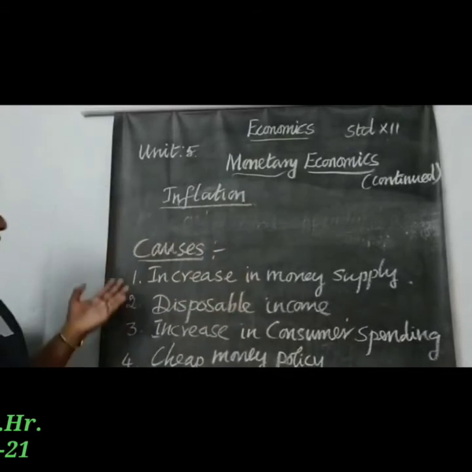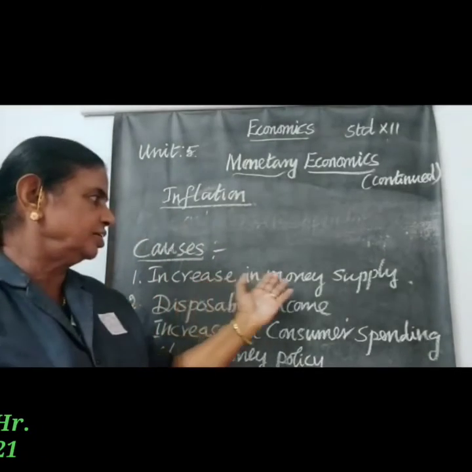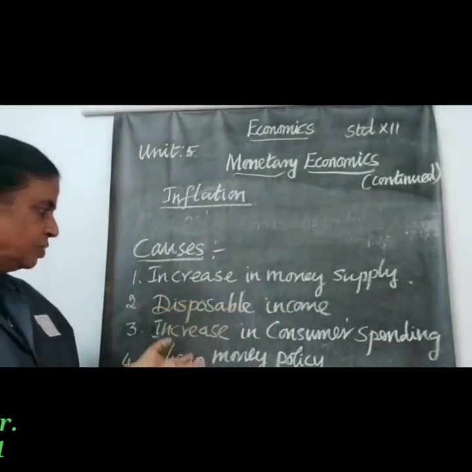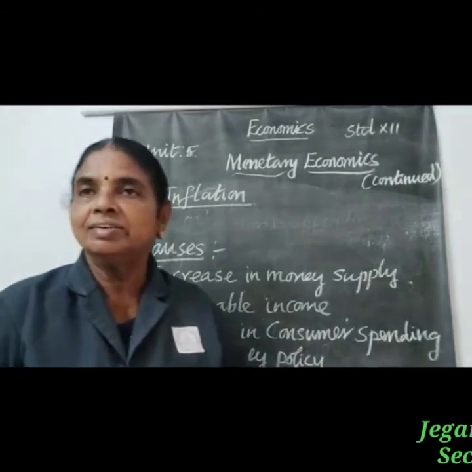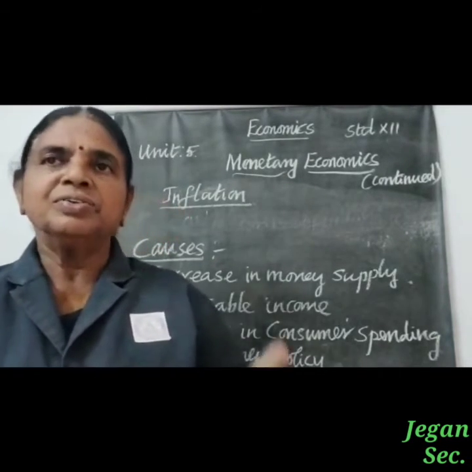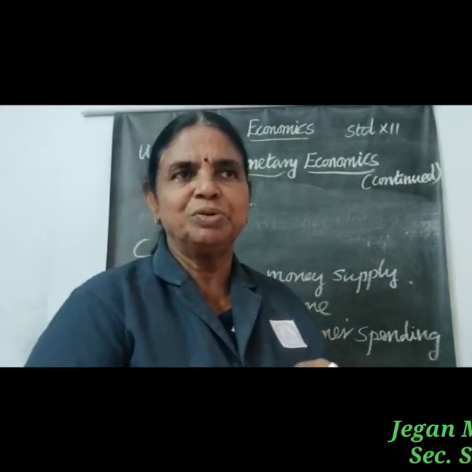So remember, under the causes of inflation, we have seen increase in money supply, disposable income, increase in consumer spending, the cheap money policy, and the increase in public expenditure. So all these are certain important points.